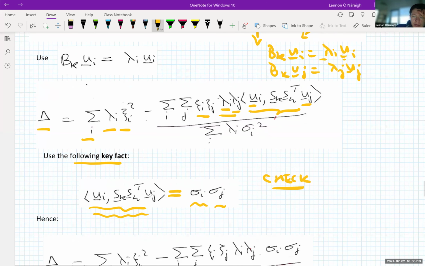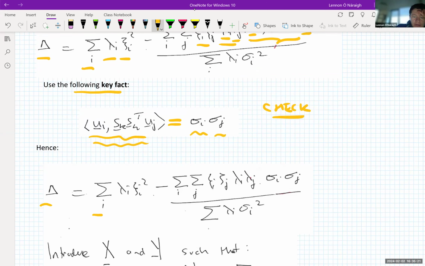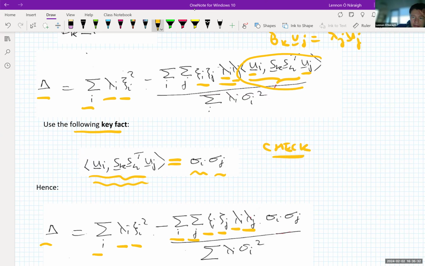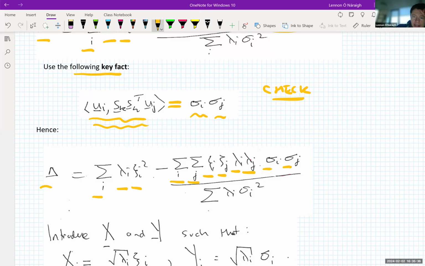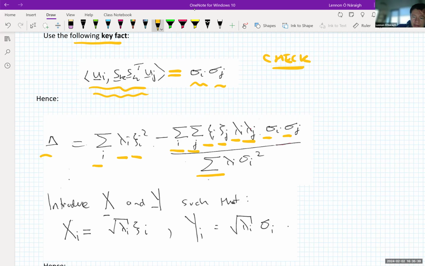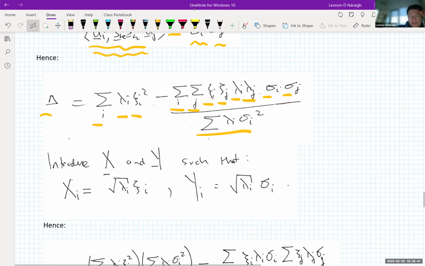So now delta becomes the sum over I of lambda I psi I squared minus the double sum over I and j of psi I psi j lambda I lambda j. And the previous scalar product that I had is now just sigma I sigma j. And this is all divided by the denominator, lambda I sigma I squared. So this is my expression so far for delta. And I remember what I'm trying to do. I'm trying to show that delta is positive or zero.